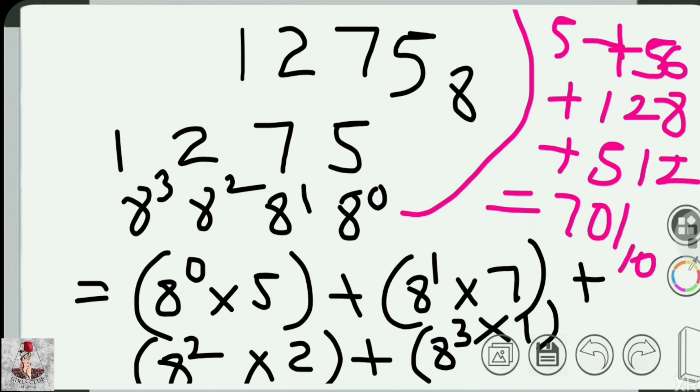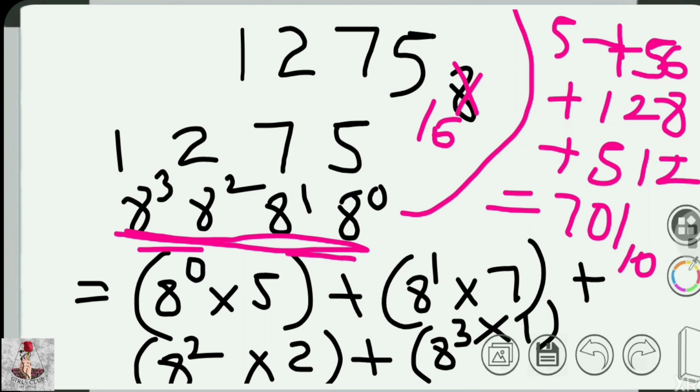Even for hexadecimal, it will be the same thing, except that what we used here will change. If instead of base 8 it was base 16, then what we used here would change to 16 to the power 0, 16 to the power 1, 16 to the power 2, and 16 to the power 3, and likewise the answers will change. That is the way that we did this.